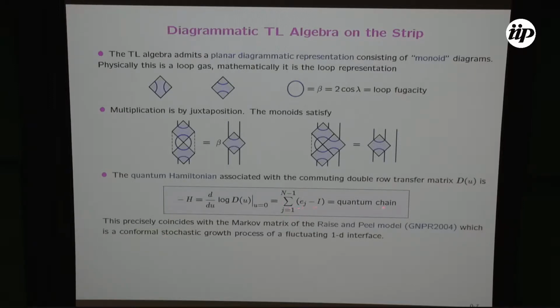This is actually a very interesting quantum chain in its own right. It's called the Raisin-Peel model. It was introduced by myself and colleagues, Jan de Gier, Bernardine Nienhuis, and Vladimir Rittenberg. It's a Markov matrix and is actually a model of a conformal stochastic process of a fluctuating 1D interface. So this has been studied extensively by Francisco Alcaraz and Vladimir Rittenberg.